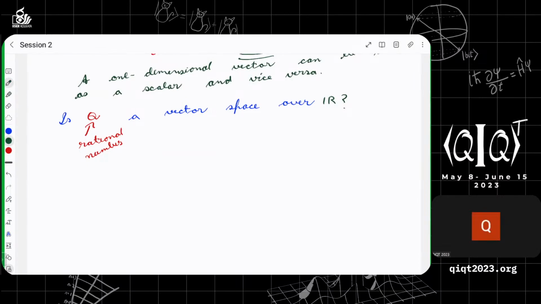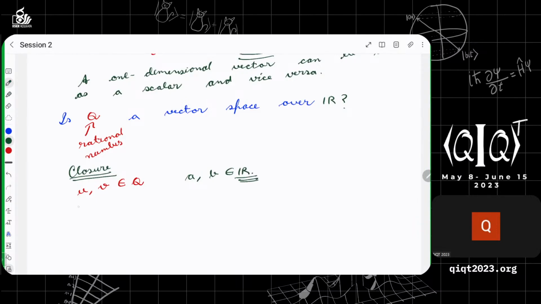Okay, let's try to see whether all the conditions are fulfilled. Let's start with the condition of closure, so that is the first condition that we got to check. Now, let's assume two rational numbers, say u, v belongs to Q. And let's assume two real numbers, say a and b, which are real numbers. Now, notice that real numbers can also be irrational.